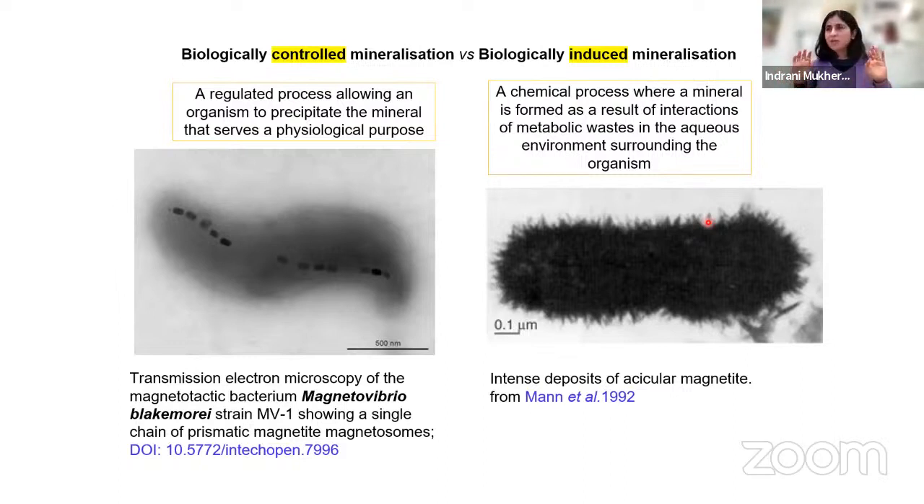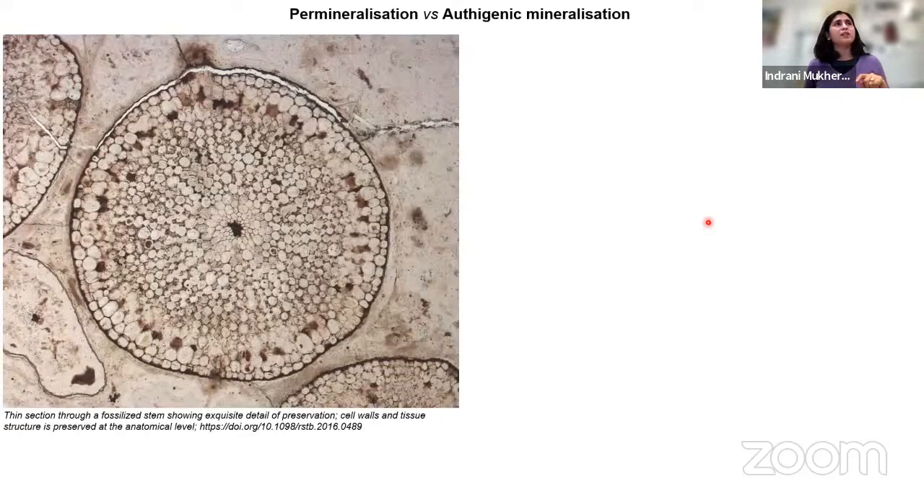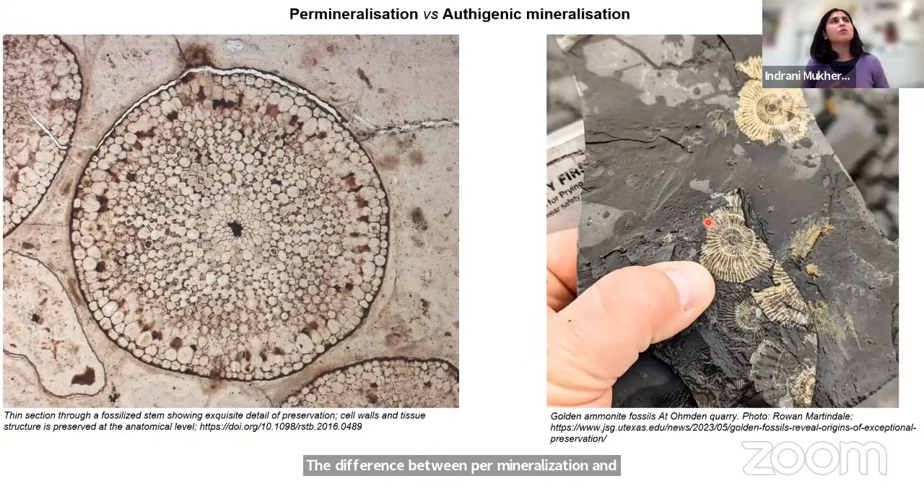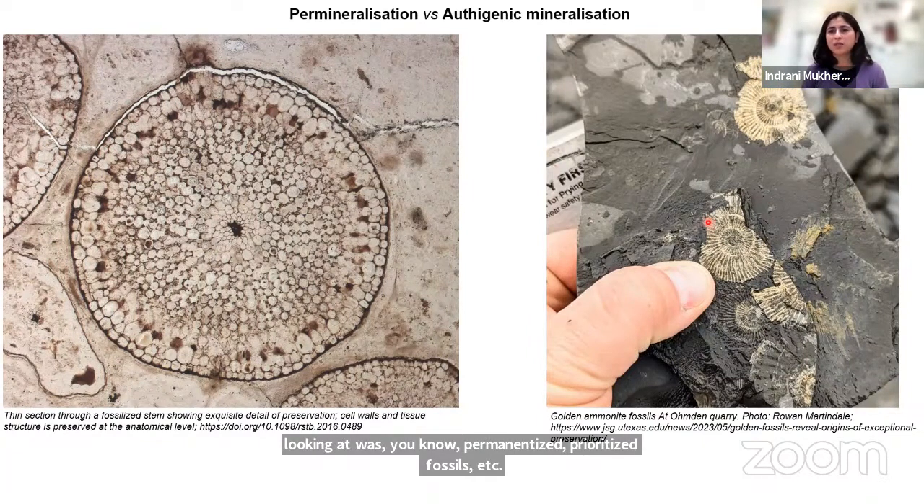At this stage, I'm just very keen to find out if any of the pyrite textures or silicate or calcite textures that I come across have any biological affinities to them. And then the other two things that we have to remember is the difference between permineralization and orthogenic mineralization. For a long time, I thought what I was looking at was permineralized pyritized fossils, etc. But there's a very stark difference between the two.